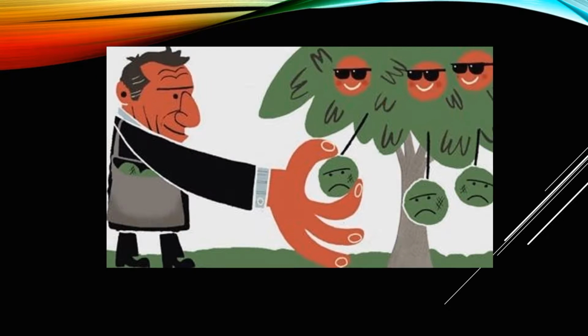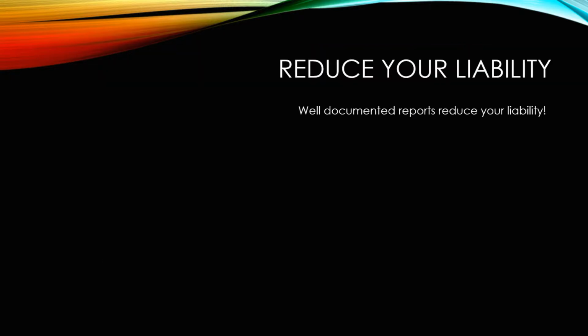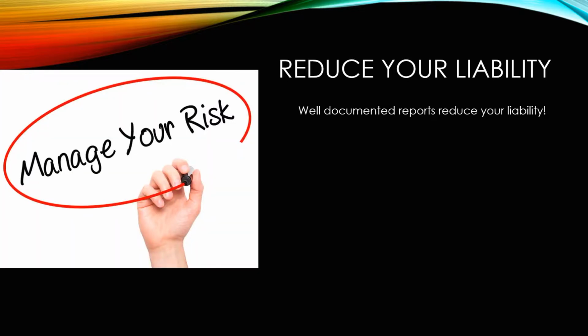So what I have learned to do is go for the gold. And going for the gold means better inspection reports. Going for the gold is not just about the money. Now, don't get me wrong, it is about the money, but it's also about keeping the money. You want to reduce your liability. Well-documented reports reduce your liability. You want to manage your risk.